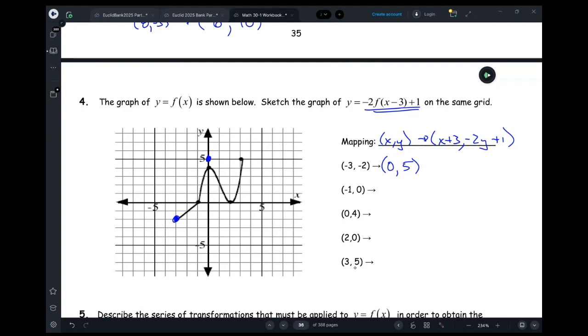Negative 1, 0. Well, negative 1 plus 3 is 2. Negative 2 times 0 plus 1 is going to be 1. So it's going to become (2, 1). So it's going to go right there. And those points were connected by a straight line.